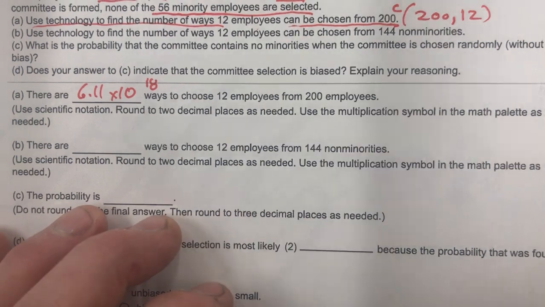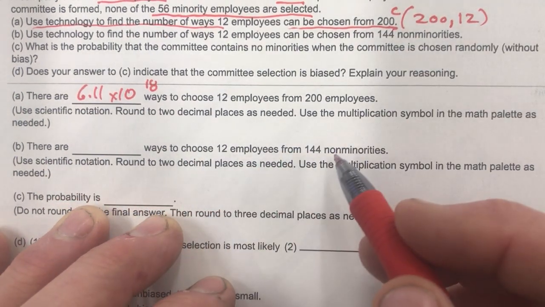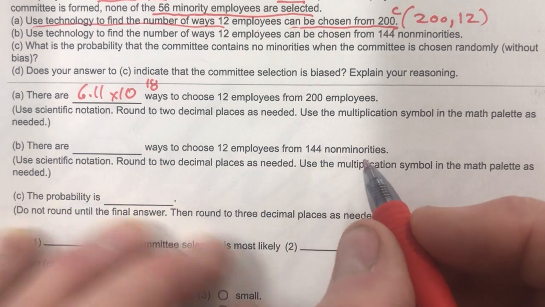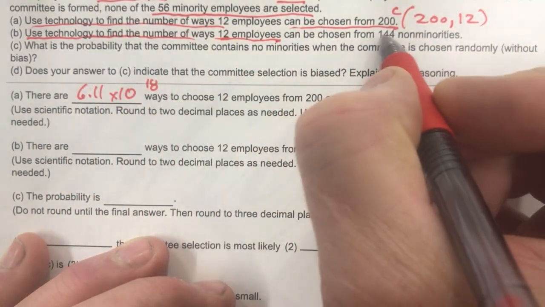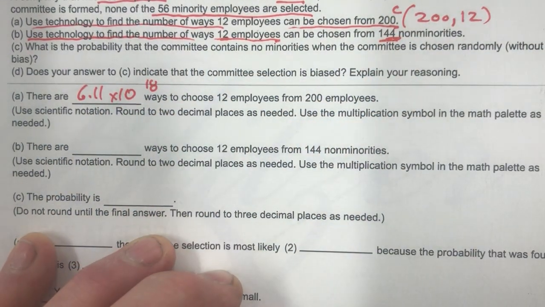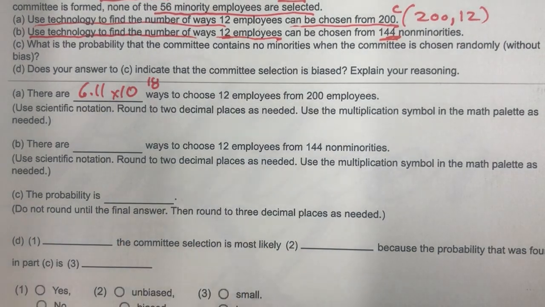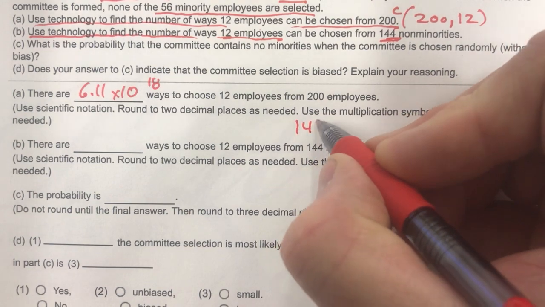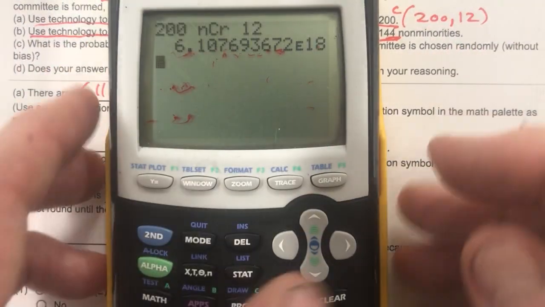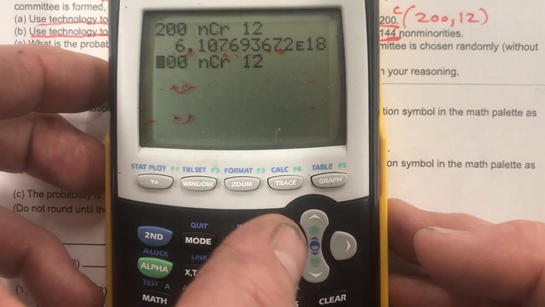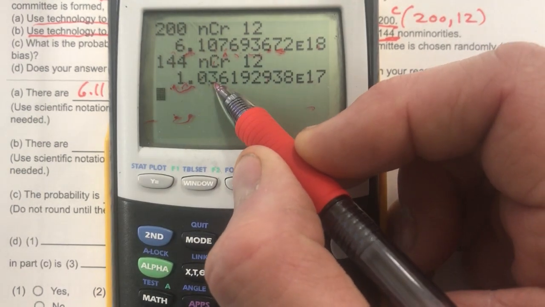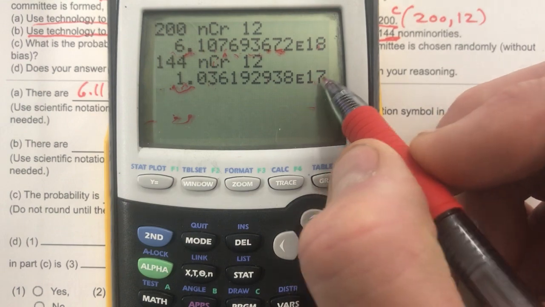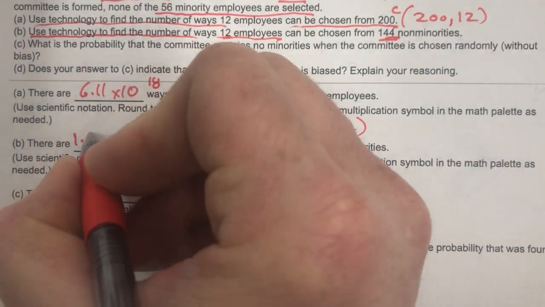All right, part B: how many ways are there to choose 12 employees from the 144 non-minorities? Use technology to find it. So that's just going to be 144 selecting 12. I'm just going to go up here where that 200 is, type a 144 over it, and there you go. 1.03, the 6 makes the 3 go up to 4, so 1.04 times 10 to the 17, which you can see right there.